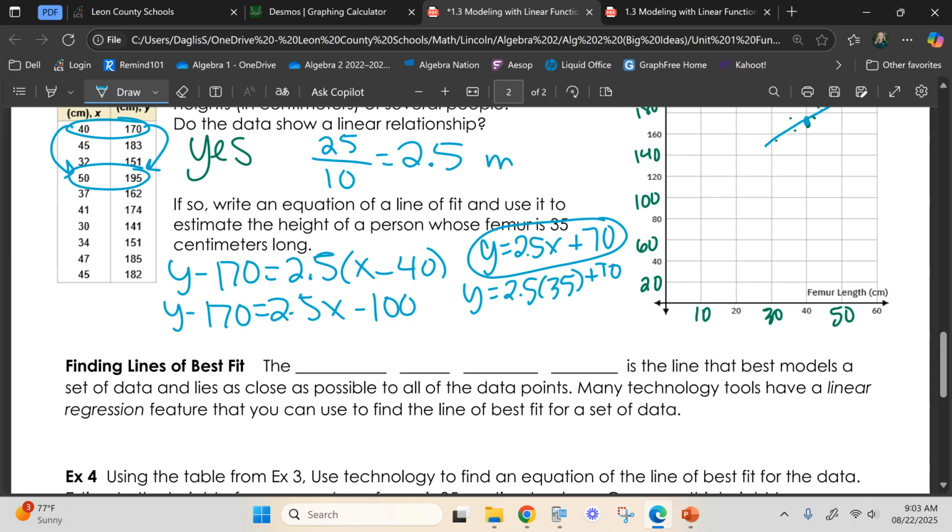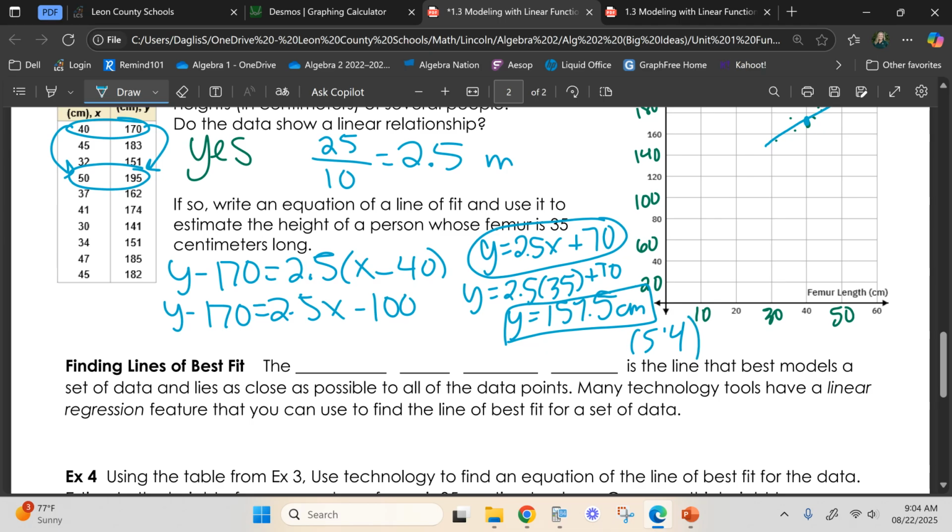So 2.5 times 35 plus 70. We should get about 157.5 centimeters. That's about 5'4", by the way.